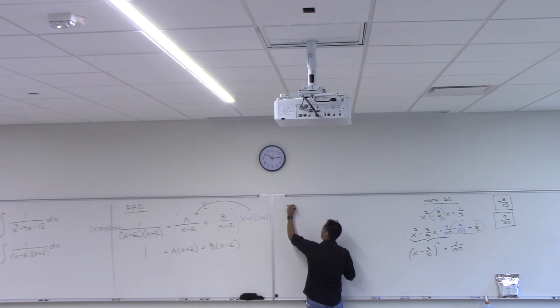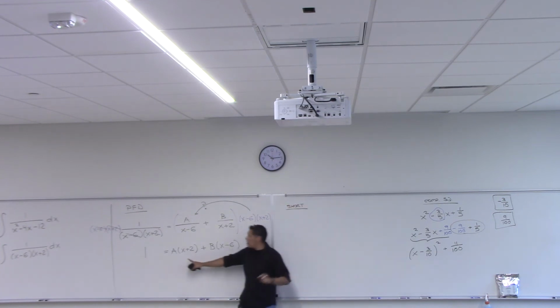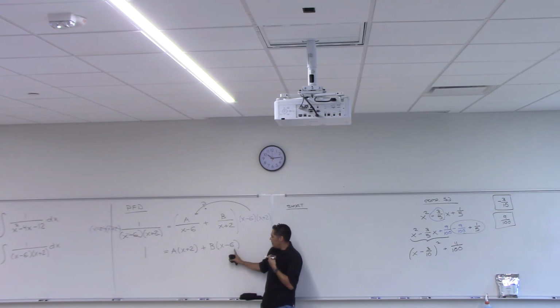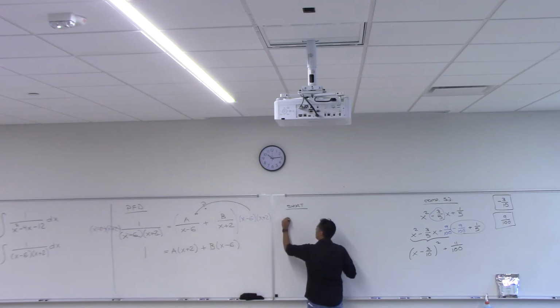We'll talk about the short and long methods in more depth next time. The short method, what I'm going to do is try to figure out what a is first. To figure out what a is, I'm going to see if there's a value of x I can pick that would kill this term off. I notice that if x is 6, this will go away. So I'm going to let x be 6.